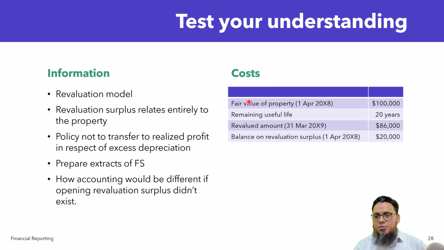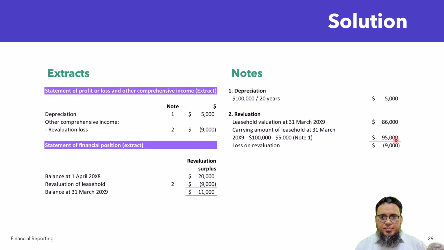So what is the information given? The fair value of the property on 1st April 20x8 is $100,000. You have a remaining useful life of 20 years. On 31st March 20x9, one year later, $86,000 is the revalued amount, and the balance on revaluation surplus on 1st April was $20,000. So what's going to happen?